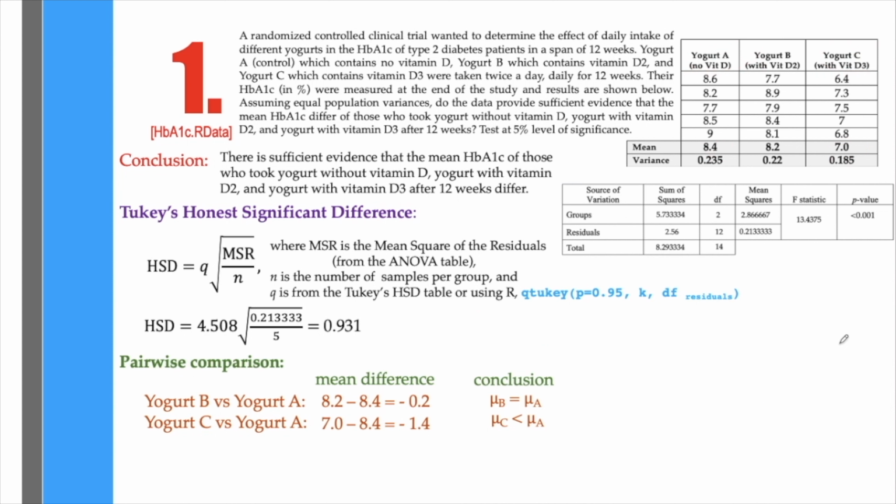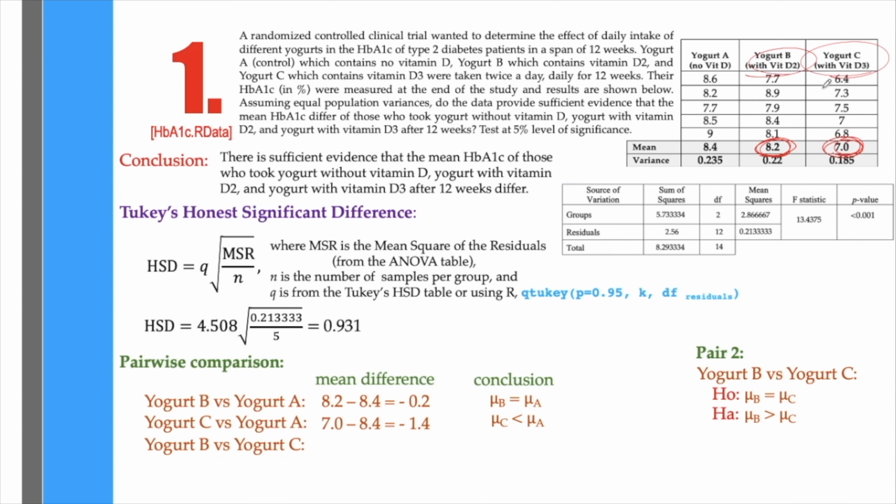Now as for the last pair, we have yogurt B and yogurt C. So these two, we're going to compare 8.2 and 7. The null hypothesis is that the mean HbA1c of those who took yogurt B and C are equal. And the alternative hypothesis is that the mean of those who took yogurt B is greater than those who took yogurt C, since 8.2 is greater than 7.